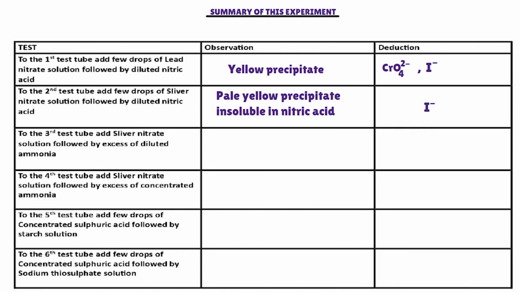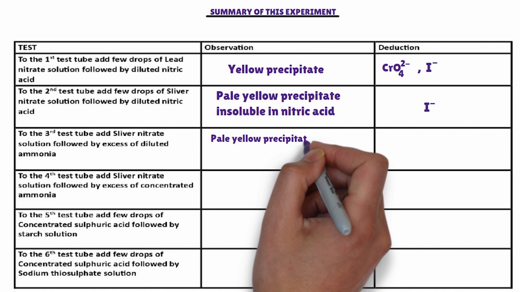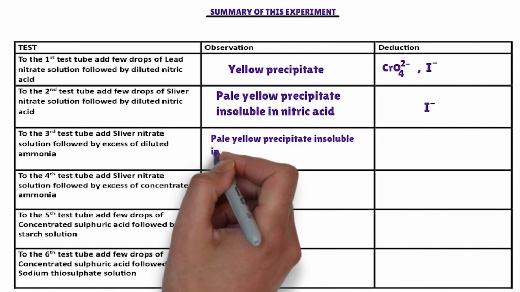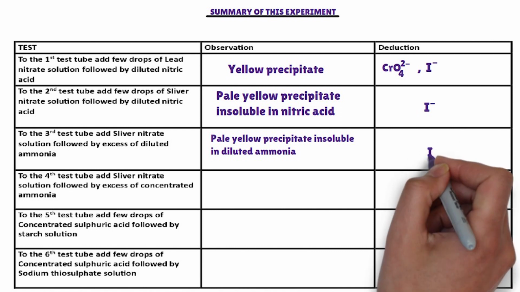To the third test tube, silver nitrate solution is added followed by excess of diluted ammonia. The anion from the above list that reacts with silver nitrate to form pale yellow precipitate, and the precipitate formed is insoluble in excess of diluted ammonia, is iodide ion.